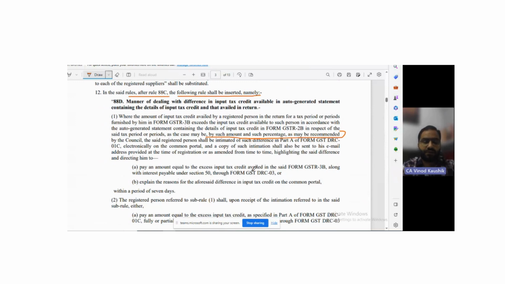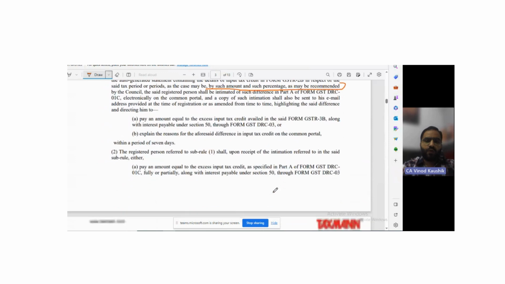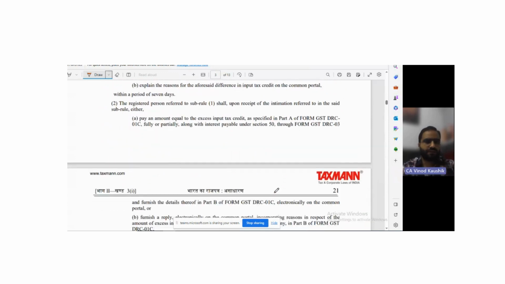And if you disagree with that statement in Part A, you can furnish your reply accordingly, explaining the justifications of the differences in ITC on the common portal. But this has to be done within a period of 7 days from the date of generation of this Part A of DRC-1C. If you pay that amount, this is full and final, nothing needs to be done. It will be accepted. No recovery shall be started under 73 or 74.